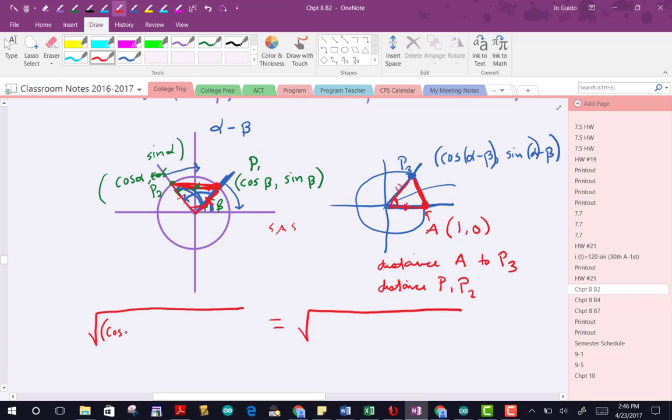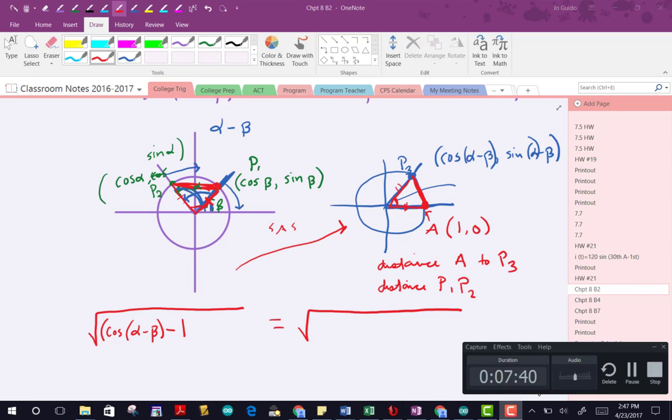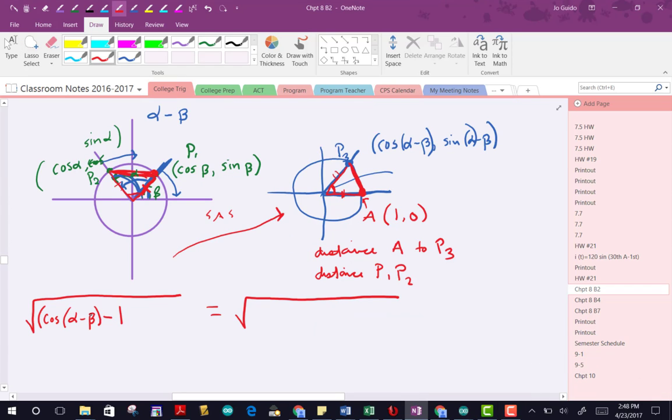Should probably do it the other way. So we got the cosine of alpha minus beta minus 1. I'm sorry, so it was the cosine of alpha minus beta minus 1 squared plus the sine of alpha minus beta minus 0 squared. Okay, so that's this y minus this y, this x minus this x.